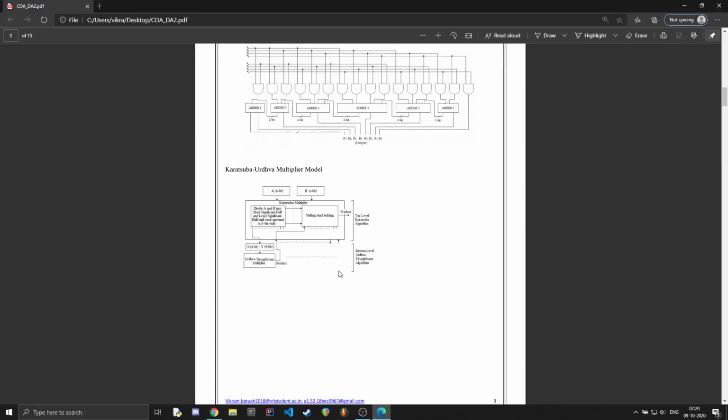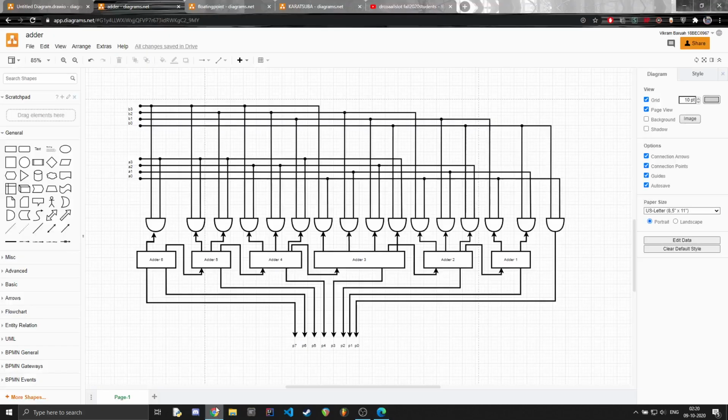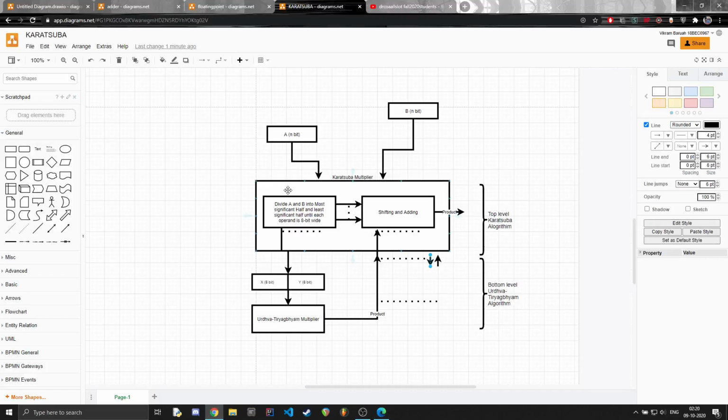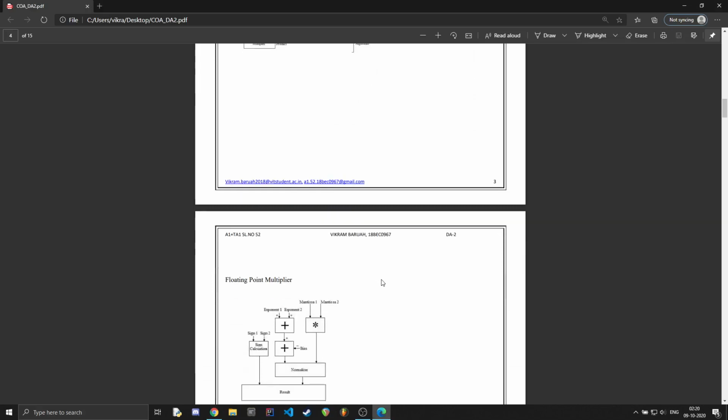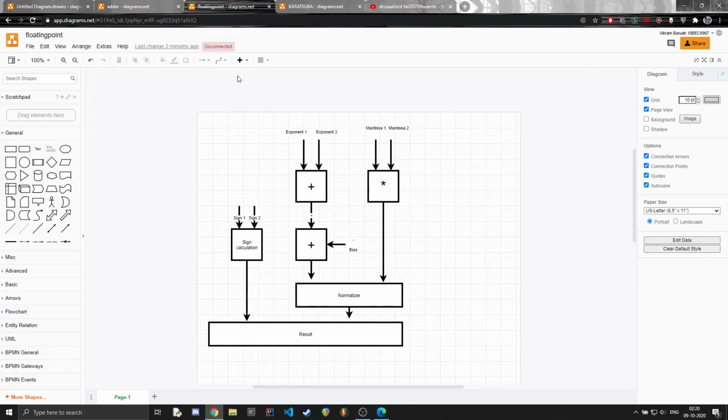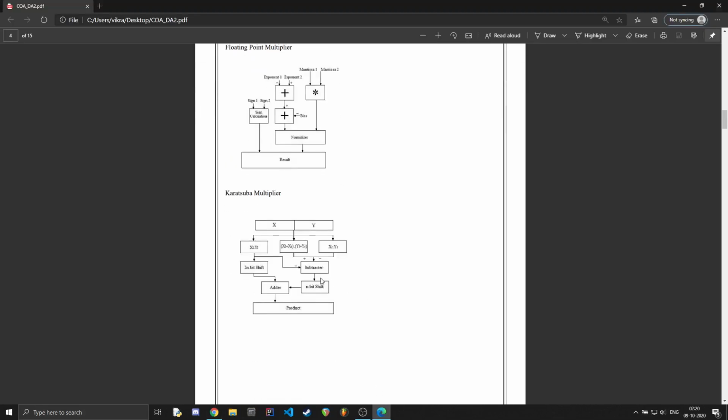So the other models that have been used here have also been specified in the previous answer. Here we have the Karatsuba Urdhva model, which I already showed in the last answer, and the floating point multiplier as well, which I've shown over here, and the Karatsuba multiplier.